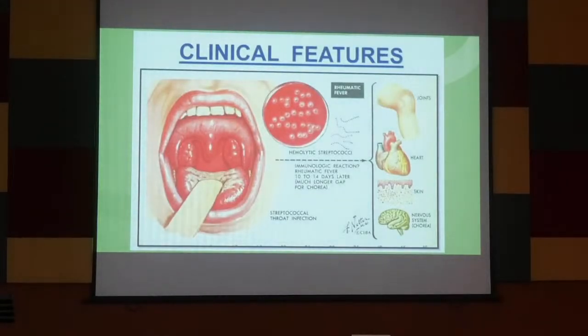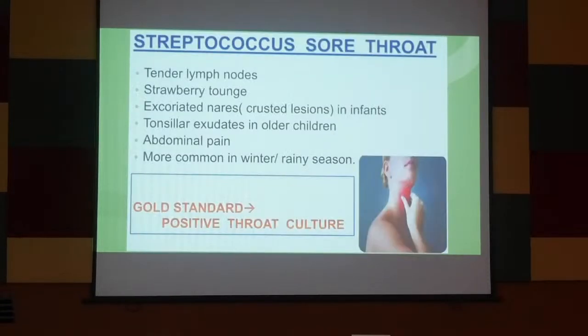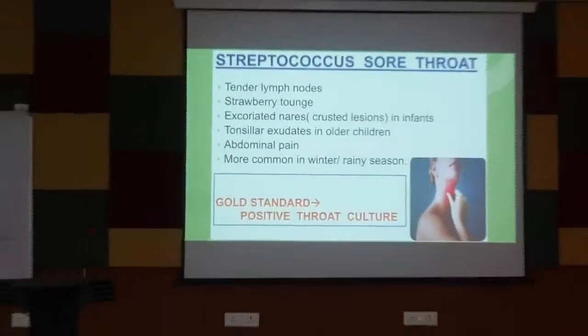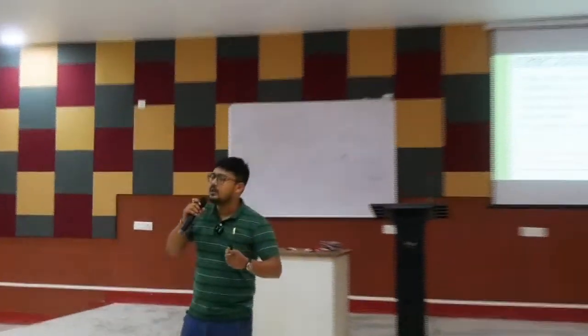So clinical features: sore throat, it can cause redness of the tongue, purulent tonsillar bed, white patches, crusted lesion in nose, tender cervical lymphadenopathy due to reactive hyperplasia. Okay. So painful joints, painful heart, painful skin, and chorea or nervous system involvement. These are the clinical manifestations of sore throat that you need to check, and you need to treat it accordingly and vigorously so that the complication from this seemingly less important sore throat can eventually damage your heart or damage your joint.